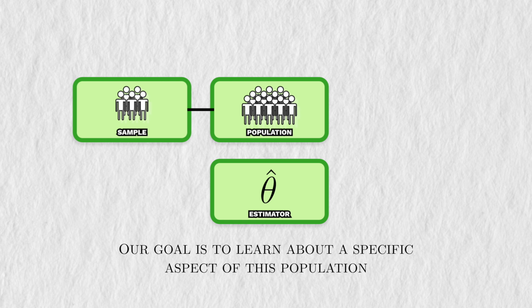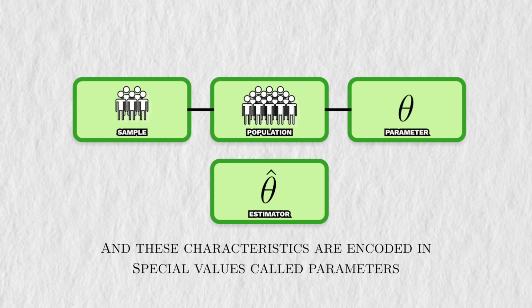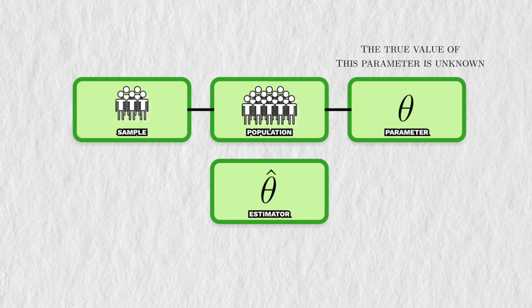Our goal is to learn about a specific aspect about this population. These characteristics are represented by values called parameters. Because we can't observe the entire group, the exact value of this parameter is unknown. So this is the thing that we're trying to estimate from data.